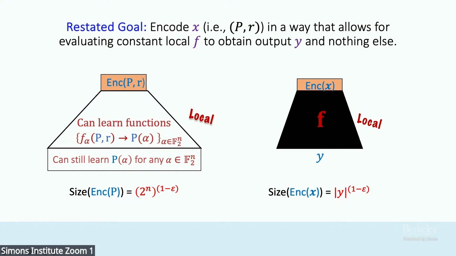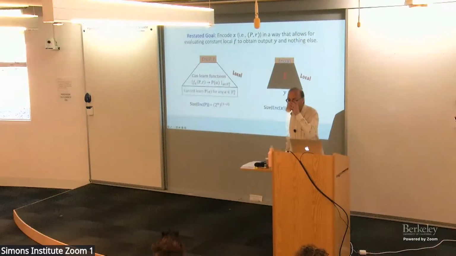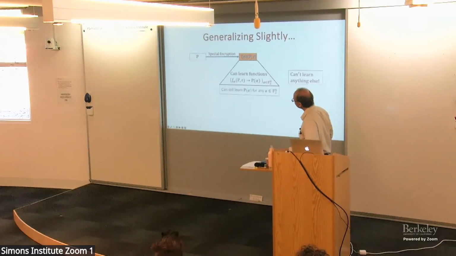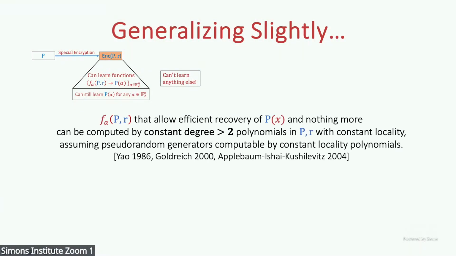Yes? I'm not sure I understand what the R is doing there. Why did we do that? Yeah. So why do we do it? It's because, let me go right here, right? So think about Yao's garbled circuits. Do you know Yao's garbled circuits? No. Okay, sorry.